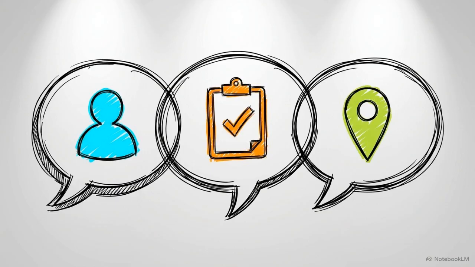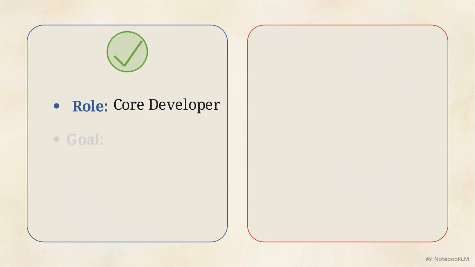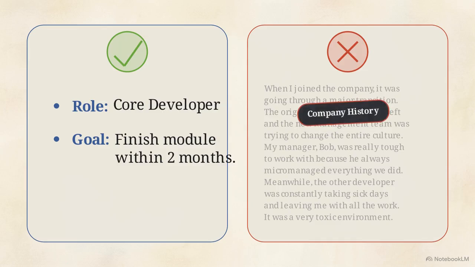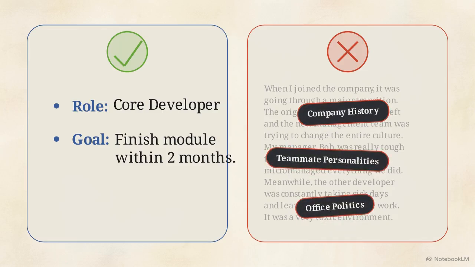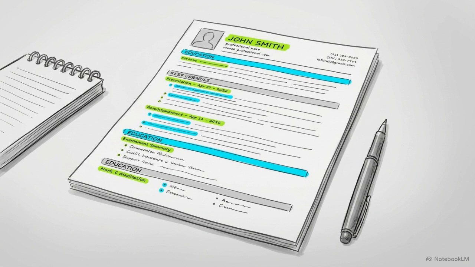Draft 1 or 2 sentences establishing the who, what, and where of your story to provide the interviewer with immediate context. A clear situation statement: I was the core developer on a payment product, working to finish a module within a 2-month deadline. Compare that to a mistake, detailing the company history or teammate personalities. These details don't help managers assess your work. Establishing your context rapidly respects the interviewer's time and ensures their attention remains on your specific contributions.